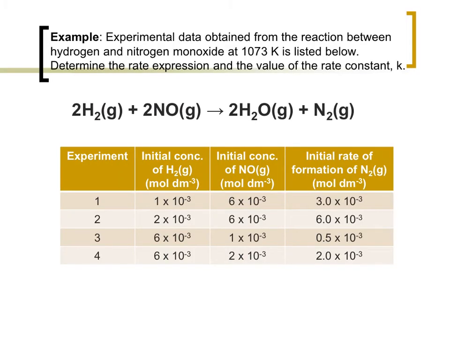So for this next example, we're going to inspect this data given for the reaction of hydrogen gas with nitrogen monoxide. And we're producing water and nitrogen gas, and you see the different concentrations changing and producing these different rates.